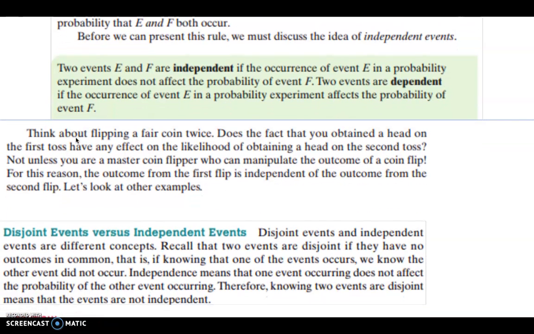So two events, E and F, are independent if the occurrence of event E in a probability experiment does not affect the probability of event F. Okay, so an example would be, if you roll two dice, the outcome of the first die is not going to affect the outcome of the second. Same thing if you flip a coin twice. Those are independent. The first does not affect the second. However, two events are dependent if the occurrence of event E in a probability experiment affects the probability of event F.